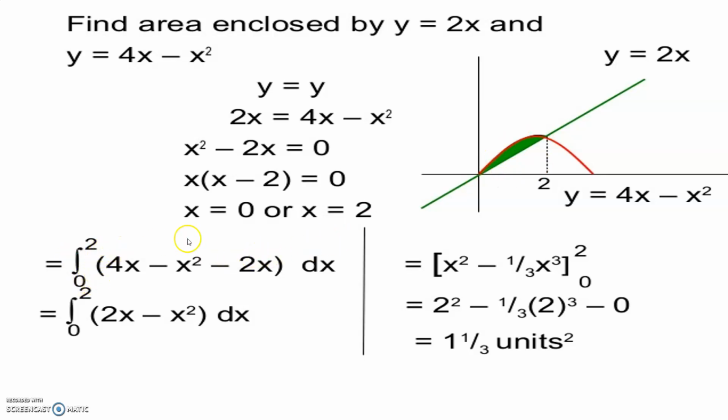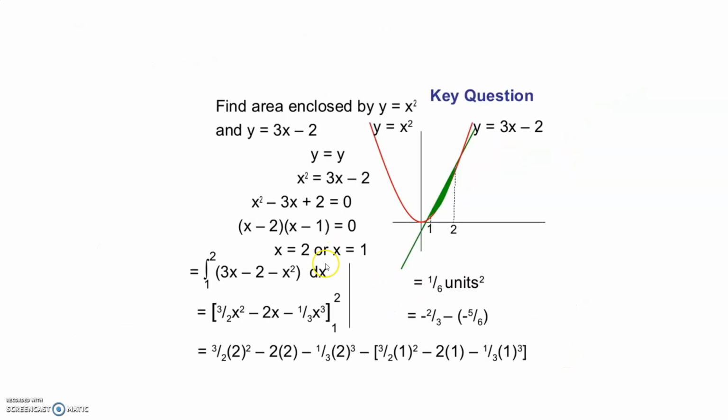Lower limit is 0, upper limit is 2, 4x minus x square minus 2x dx. Lower limit 0, upper limit 2, 2x minus x square dx. We know that integration of x is x square upon 2, integration of x square is x cube upon 3. That's why we derive and substitute the value in this expression: x square minus 1 upon 3 x cube, upper limit 2 and lower limit 0. 0 into anything is 0, so we do not need this part. We need 2 square minus 1 upon 3 into 2 cube, that is 4 minus 8 upon 3. We derive 1 into 1 upon 3 square units. Very small area we have to observe.